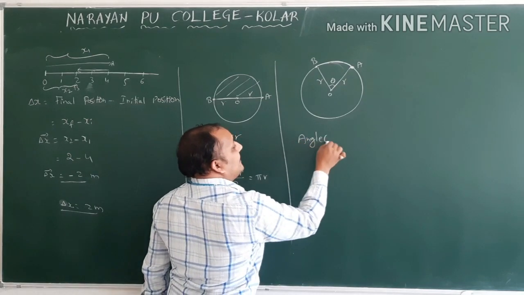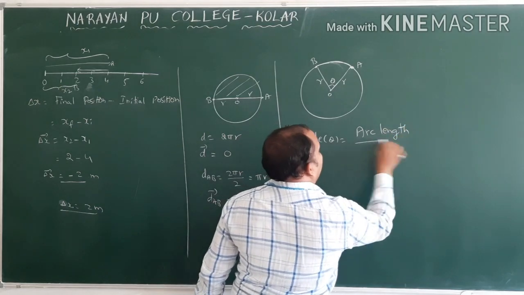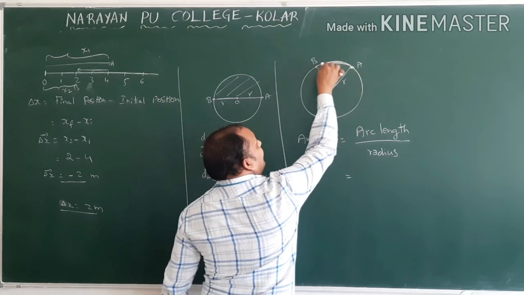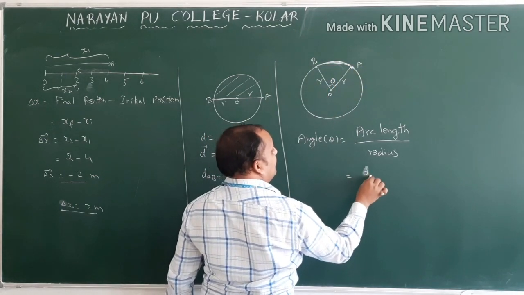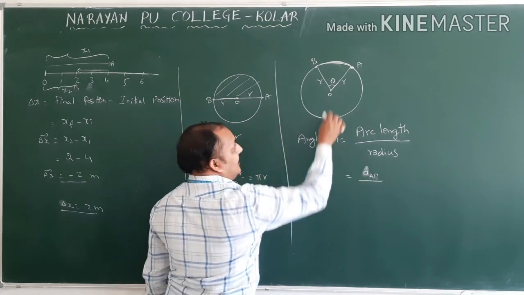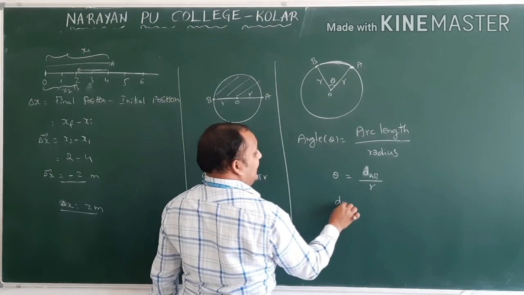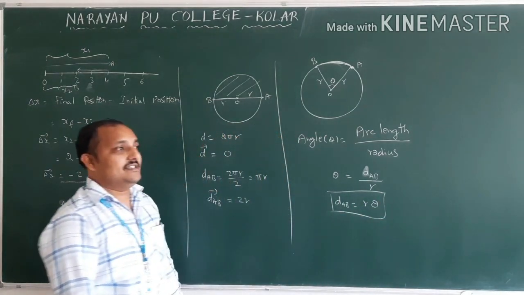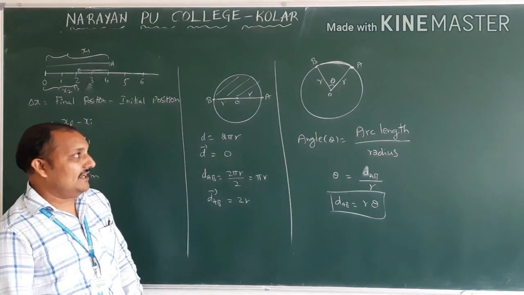Angle theta is equal to arc length by radius. Here the arc length is nothing but AB, which they will write as D or L. So D_AB by radius r is nothing but angle theta. Then D_AB is equal to theta r. This is the distance formula between one point and another point whenever it is making some angle theta.